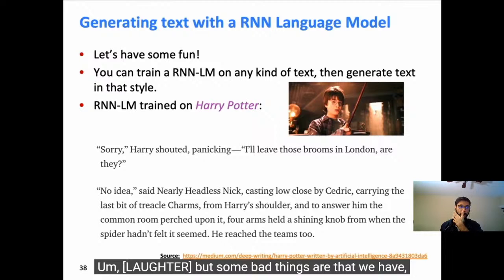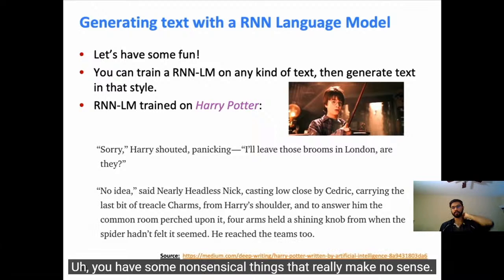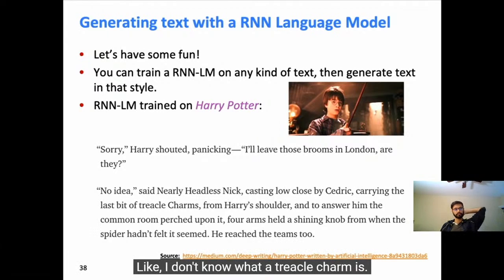But some bad things are that we have, for example, a pretty long run-on sentence in the second paragraph that's hard to read. You have some nonsensical things that really make no sense, like, I don't know what a treacle charm is. It sounds delicious, but I don't think it's real. And overall, it's just pretty nonsensical.